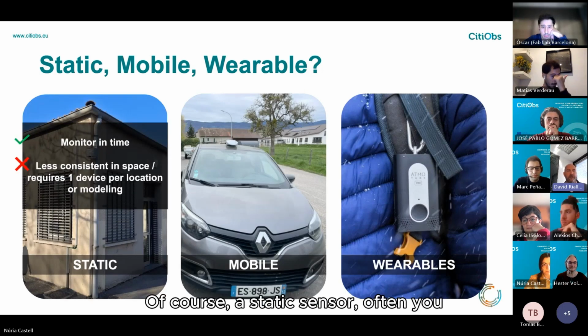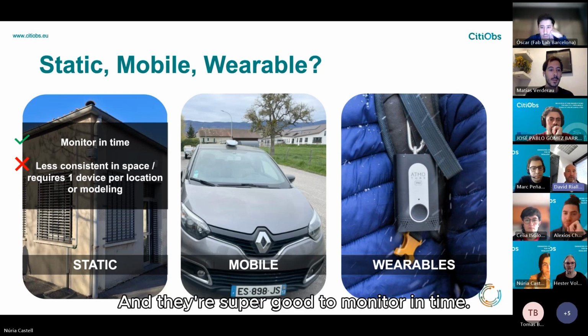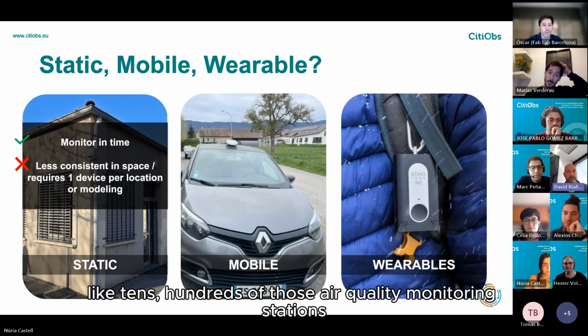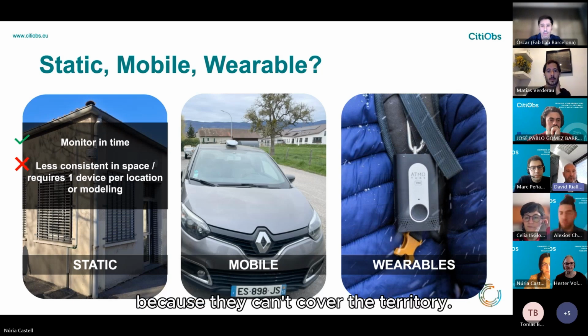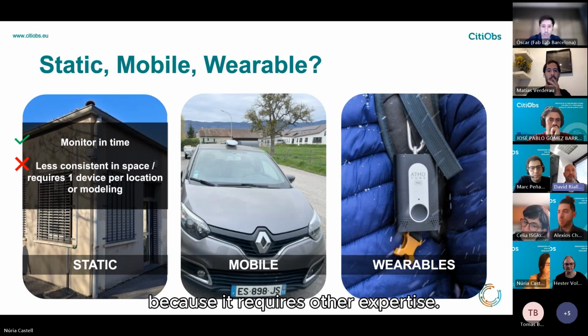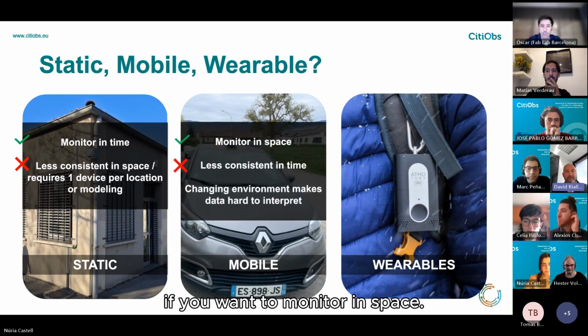Of course, with a static sensor, often you will have more quality. You can have high-end sensors getting accurate data, and they're super good to monitor in time. However, in space, if you want to have a large coverage, you're going to have to have tens, hundreds of those air quality monitoring stations because they can't cover the territory. Or you can do some modeling, but then you end up in a whole different story because it requires other expertise.